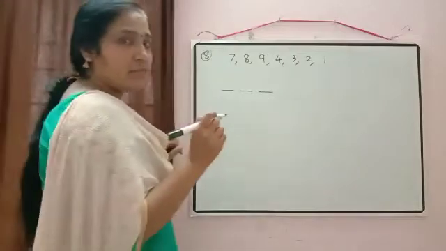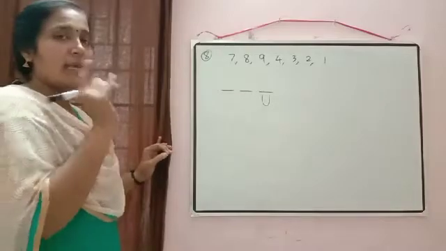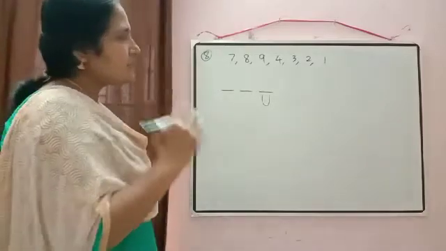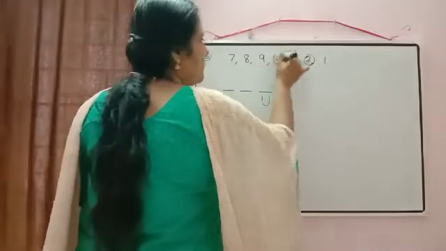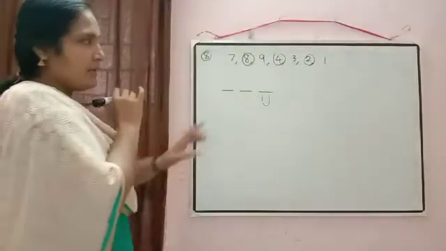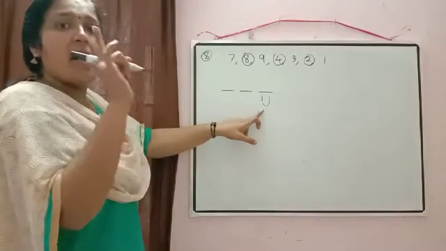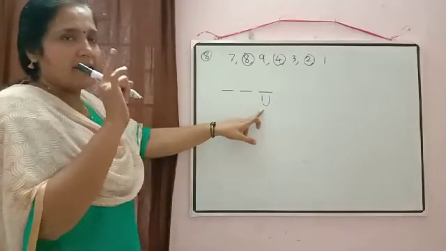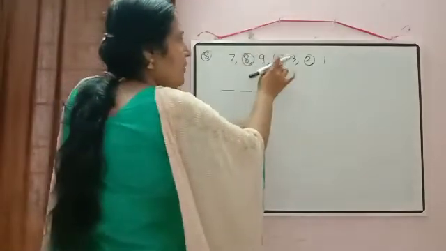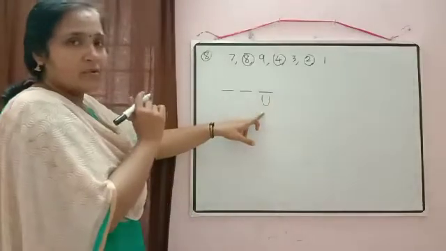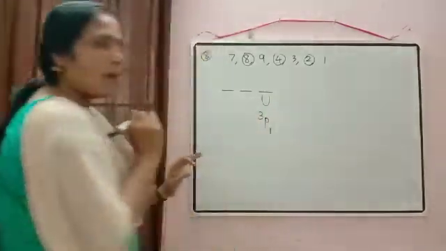So for an even number, what is the condition? In the unit place, we want only even numbers. So just to check how many even numbers are available with us. 1, 2, 3. And to fill this place, how many even numbers do we need at a time? 1 even number only we need there. So this place can be filled in how many ways? We have 3 even numbers and 1 place only is there. So that place can be filled in 3p1 ways.